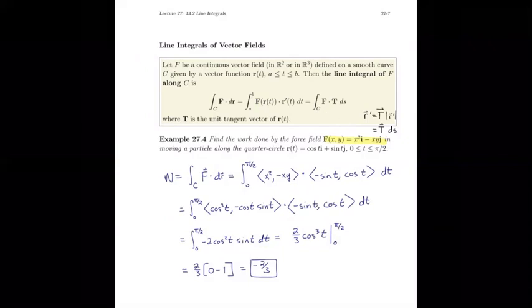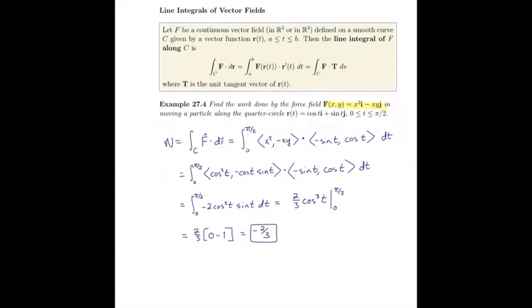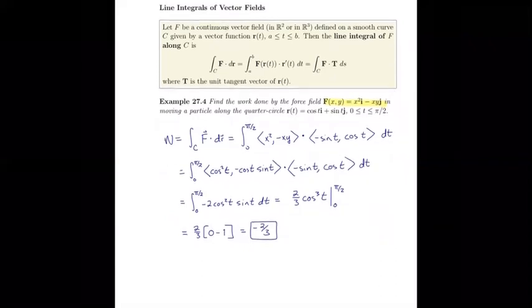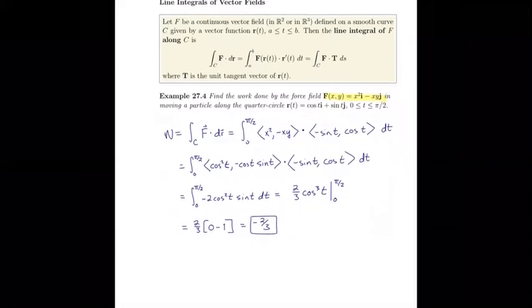We just have a dot product in our integral for two vector functions, and we're asked to find the work done by the force field F of x, y equals x squared i minus xy j in moving a particle along the quarter circle r of t equals cosine t i plus sine t j. t ranges between 0 and pi over 2. So from 0 to pi over 2, that is in fact a quarter circle for this function.